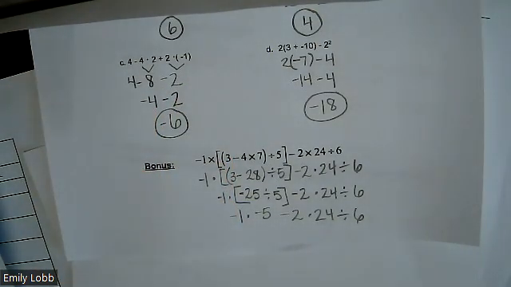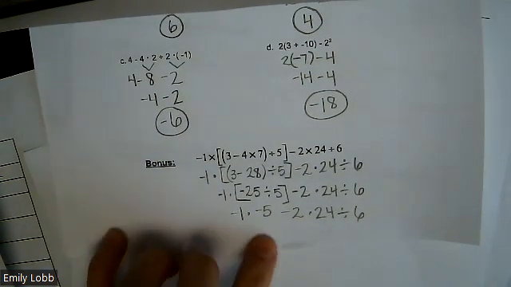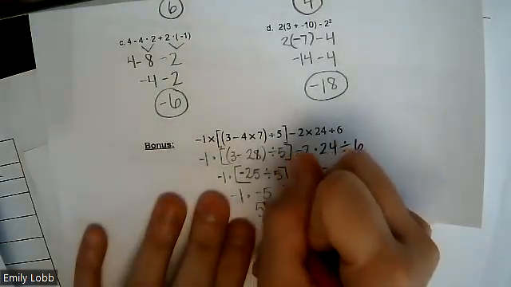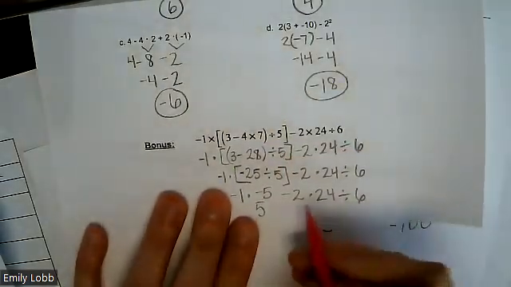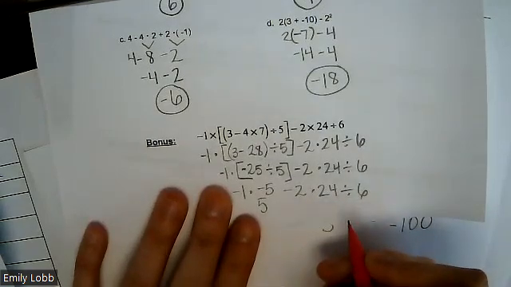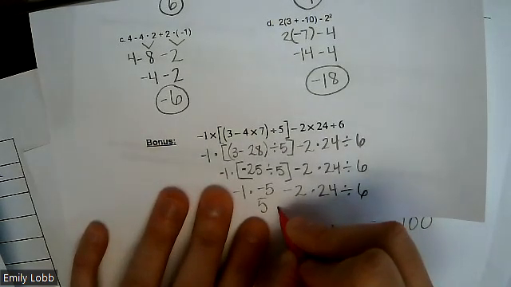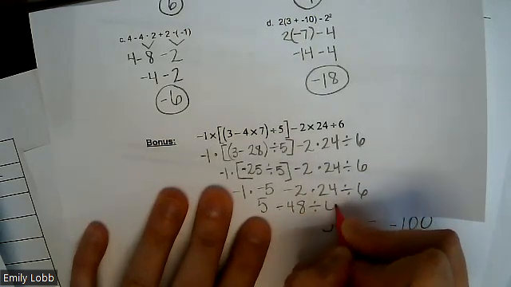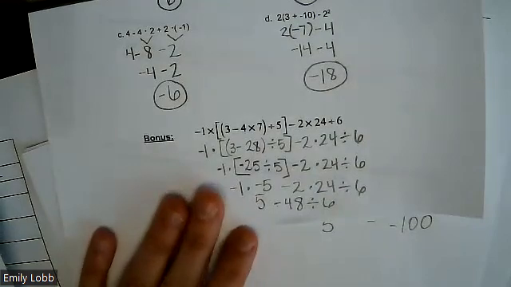There's no exponents, so we're moving on to multiply and divide, and we have to do it from left to right. So what is -1 times -5? This is a 5. What is -2 times 24? -48. And I'm bringing down my divided by 6.